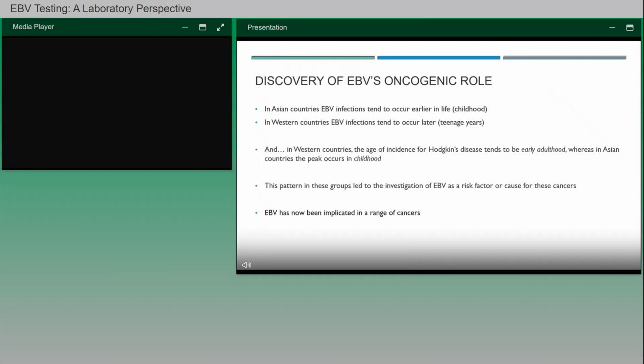taking these two patterns, people started to hypothesize that, well, maybe one leads to the other because we see this same kind of temporal pattern. And that turned out to be true. Epidemiologic studies revealed that EBV is a risk factor for Hodgkin's lymphomas. And since then, EBV has now been implicated in other cancers as well.